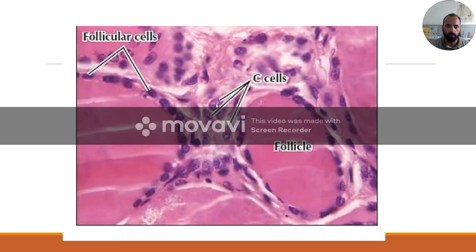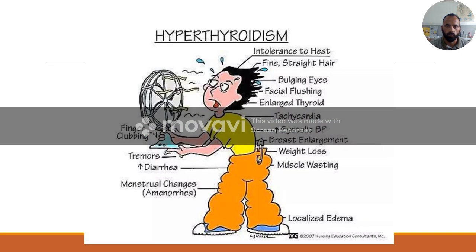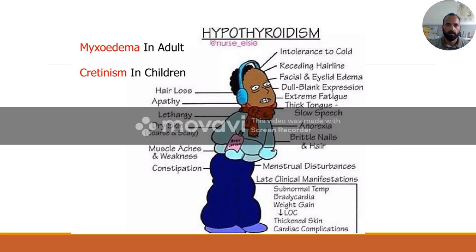Again, it's a high magnification. You can see the C cells or parafollicular cells between the two follicles, and the follicle with a lot of colloid, which means it is in an inactive stage. So these are some of the changes that will happen in hypothyroidism. You can go to any book or refer to any source, and you can see many more things there.